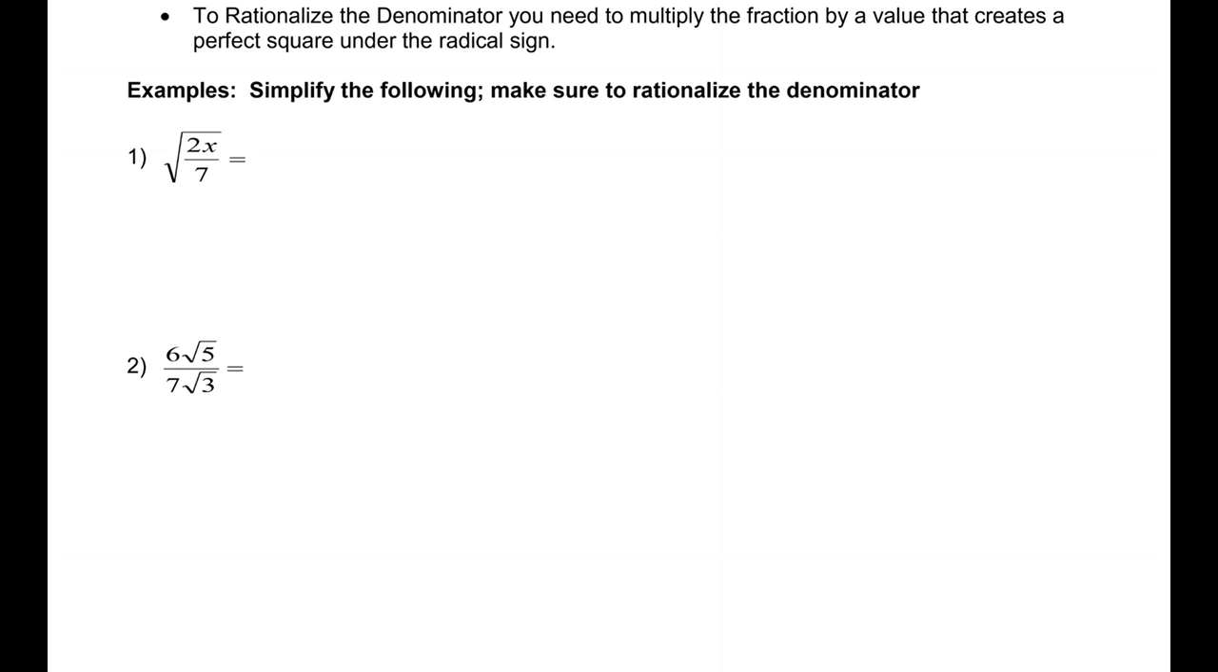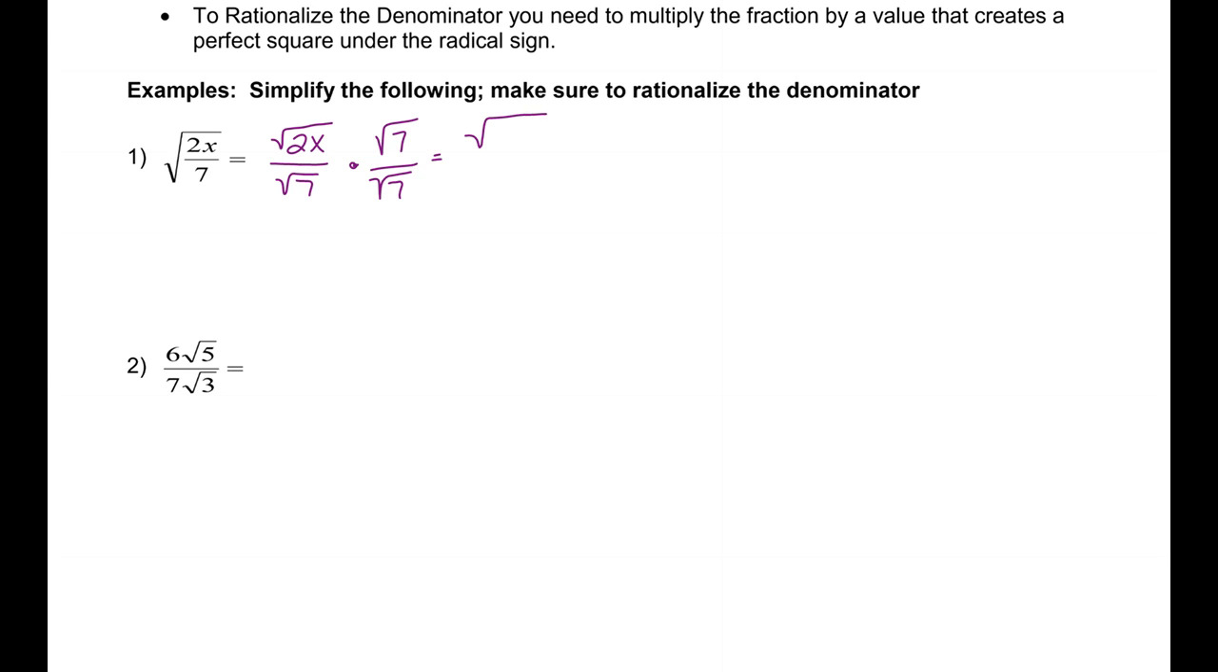So the first thing I'm going to do is use the quotient property to pull this apart into two separate fractions. Then we need to multiply the numerator and the denominator by something that creates a perfect square in the denominator under the radical sign. So in order to do that, you're going to multiply by whatever is already underneath the square root. So I'm going to multiply everything by the square root of 7.